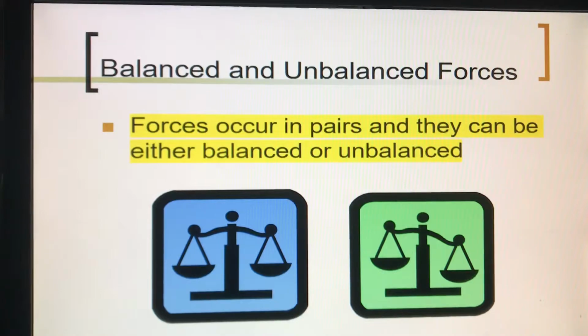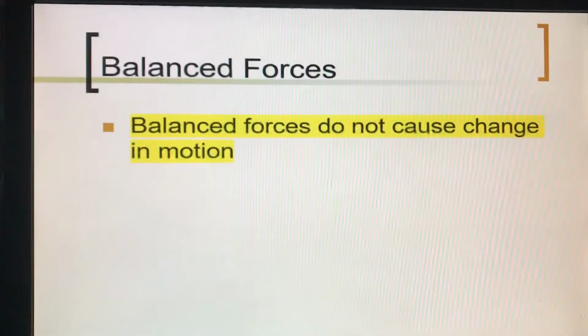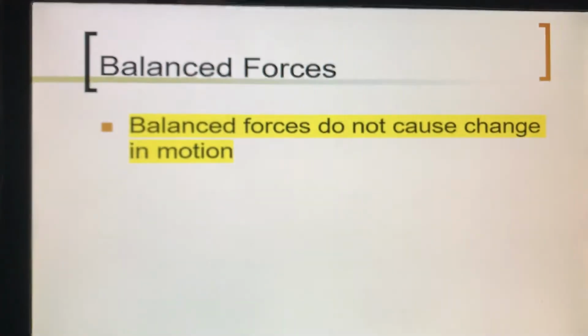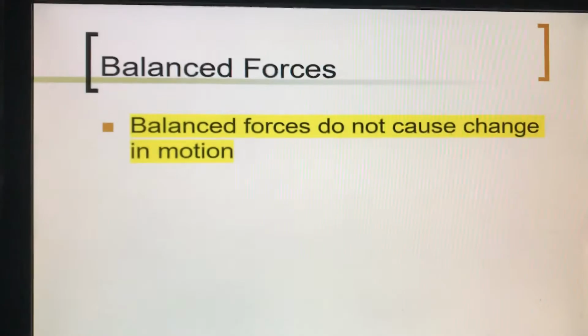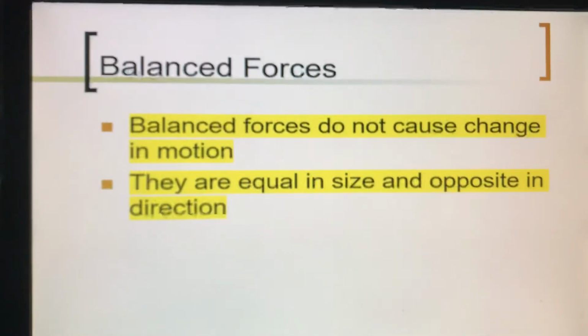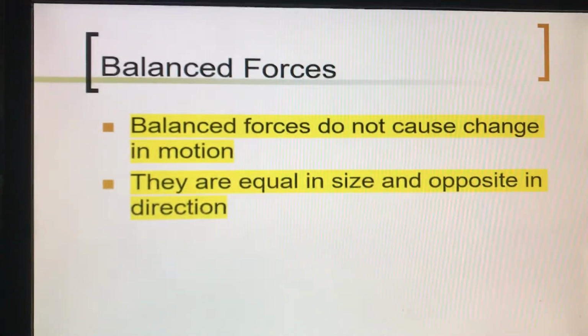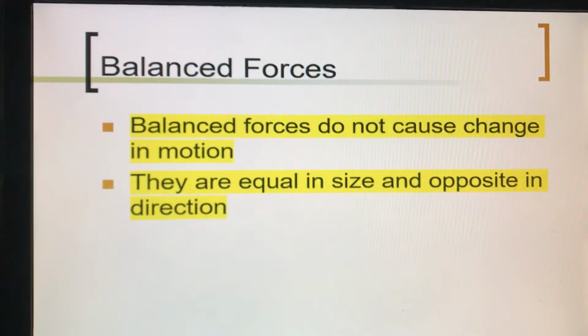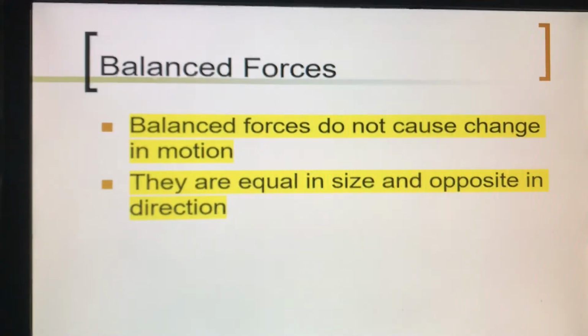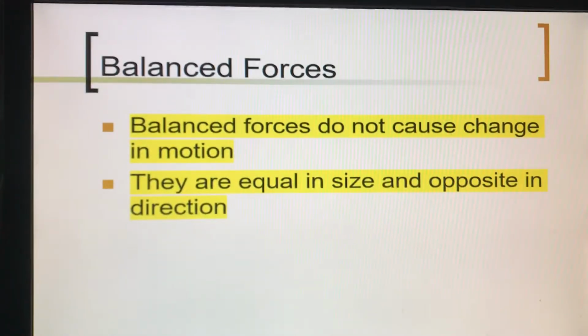Forces occur in pairs, and they can be either balanced or unbalanced. Balanced forces do not cause change in motion. So if it's balanced, there is no change in the motion of the object. They are equal in size and opposite in direction. These forces, they come up when you subtract them. The force from the opposite force becomes 0. So there is no change in the motion. It might be moving, but it won't change in its velocity.